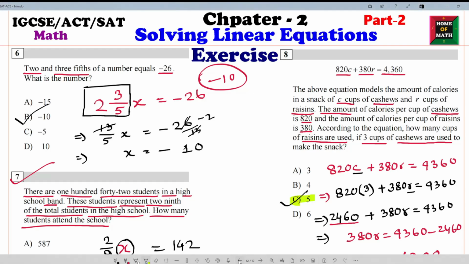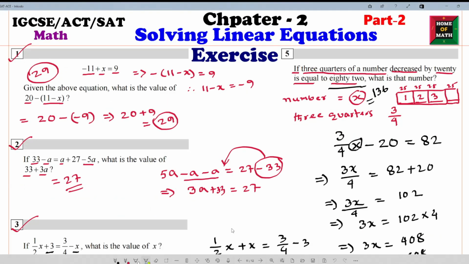In this video we are trying to solve at least 8 math basics for the IGCSE or SAT examination, and today we are going to solve linear equations, which is very important for examinations.